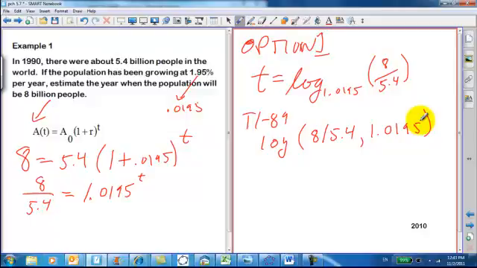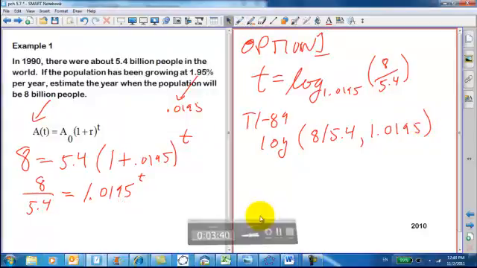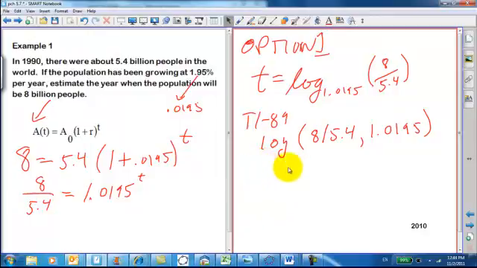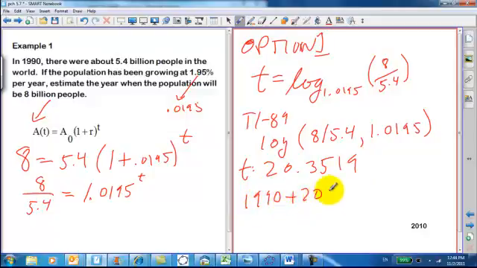And you get 20.3519 for the time. Since 1990 and 20 is 2010. 2010 is when the population will be at 8 billion.